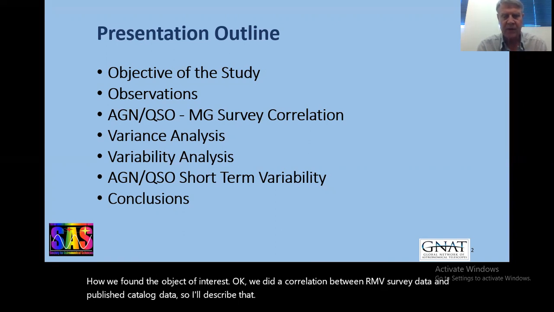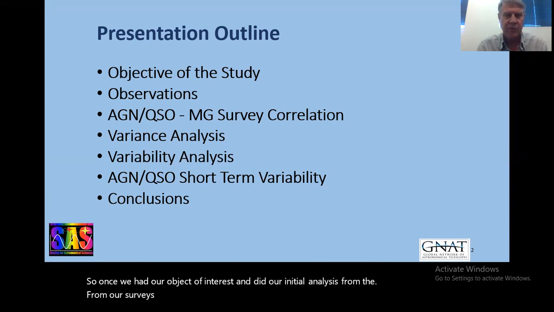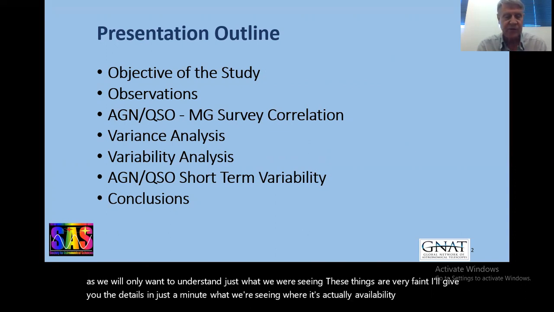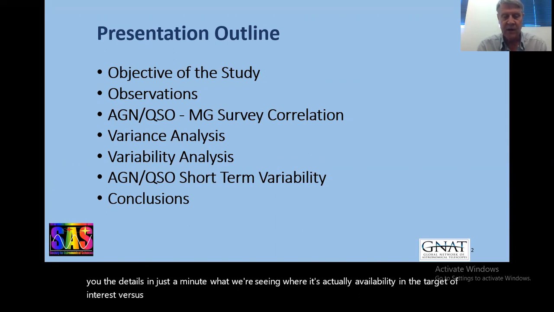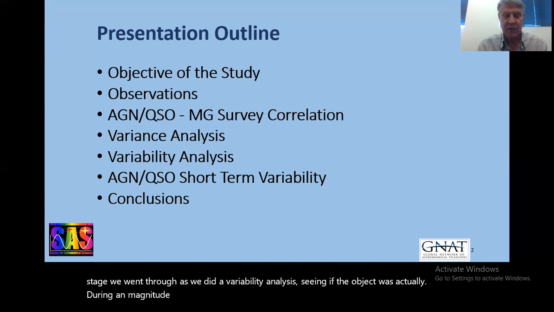So once we had our object of interest and did our initial analysis from our surveys themselves, we first went through a variance analysis on the photometry of the data, because we really wanted to understand just what we were seeing, because these things are very faint. I'll give you the details in just a minute. What we were seeing was actually a variability in the target of interest versus atmospheric distortion. Then the next stage was a variability analysis to see if the object was actually varying in magnitude over time, and I'll tell you about that.